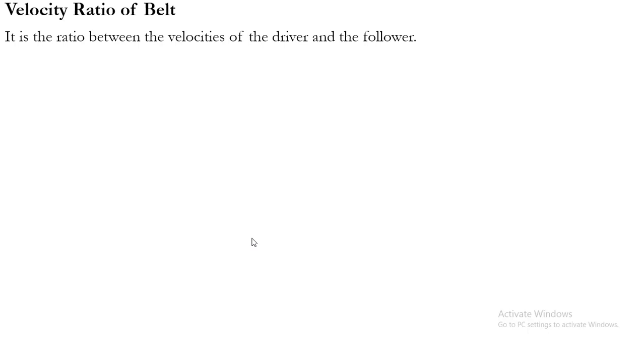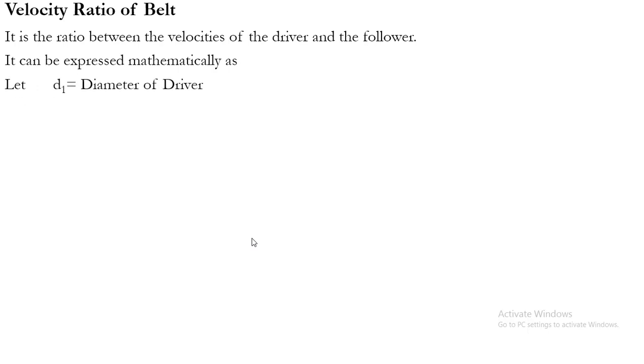It is the ratio between the velocities of the driver and the follower. So it is very simple. As the name itself suggests, velocity ratio of belt is a ratio between the velocity of the driver and the follower. This velocity ratio can be expressed mathematically. Yes, I will show you how to express that velocity ratio mathematically. So I think you got the definition of velocity ratio: the ratio between velocity of driver and the follower.